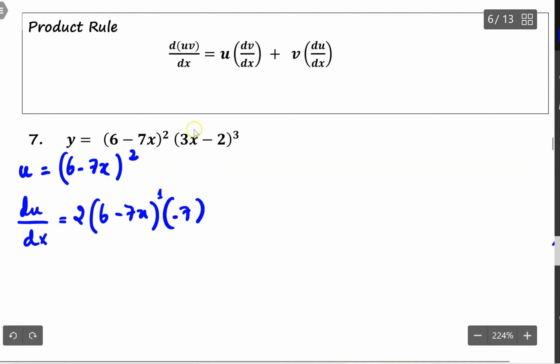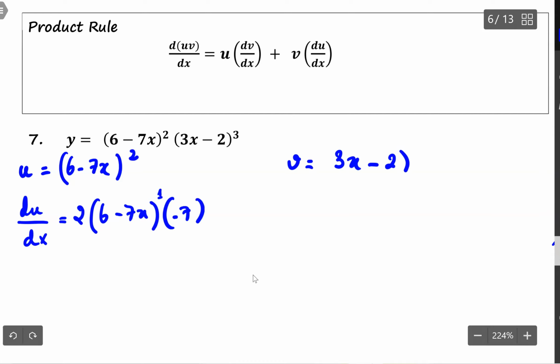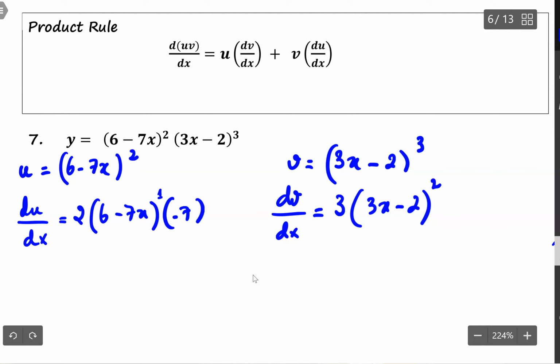The next step is I will identify the v. So v is equal to 3x minus 2, all of it to the exponent 3. Then I will take the derivative of v as a function of x. Then I have 3 times 3x minus 2, to the power 3 minus 1, so I should have 2 left. And with the chain rule, it means I need to take the derivative of 3x minus 2, and the derivative of 3x minus 2 is 3 minus 0.